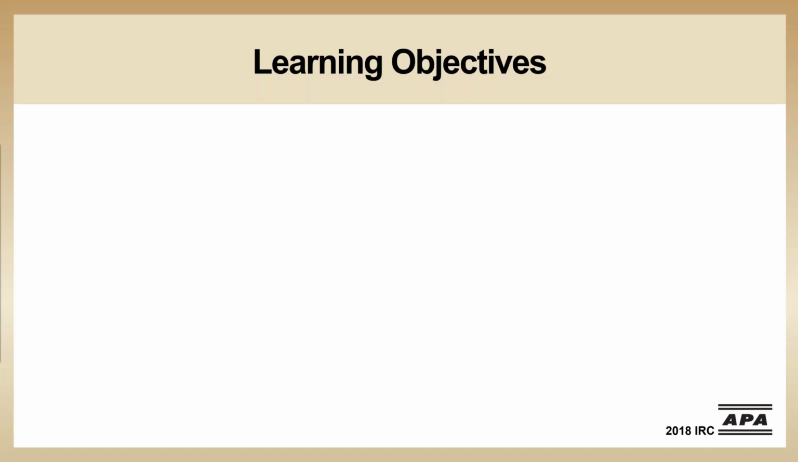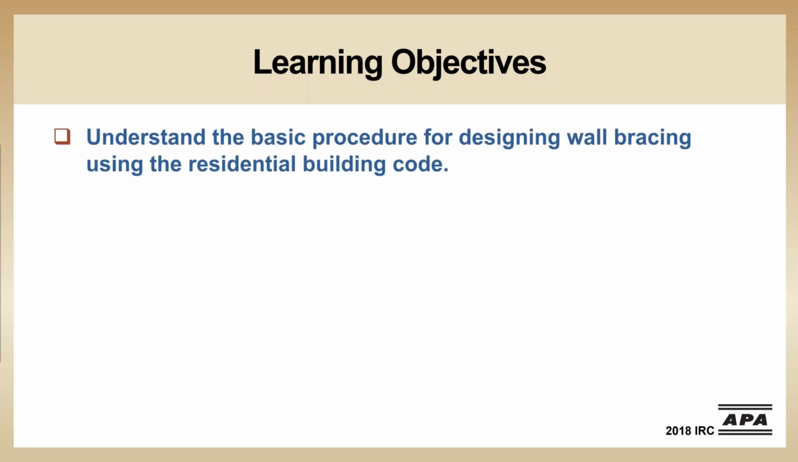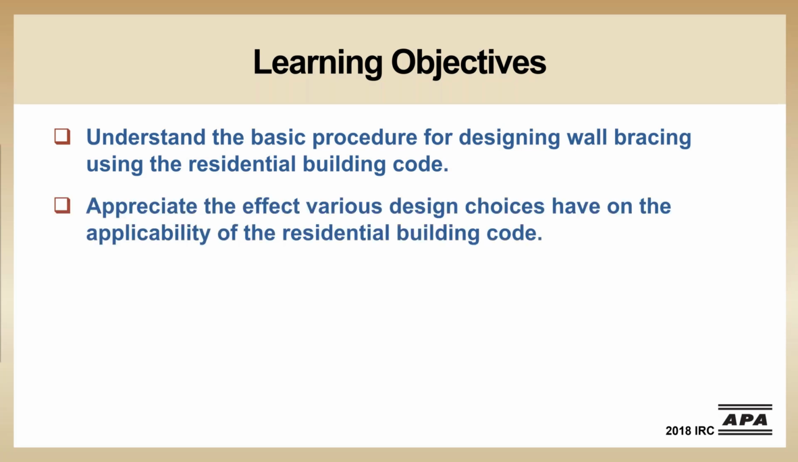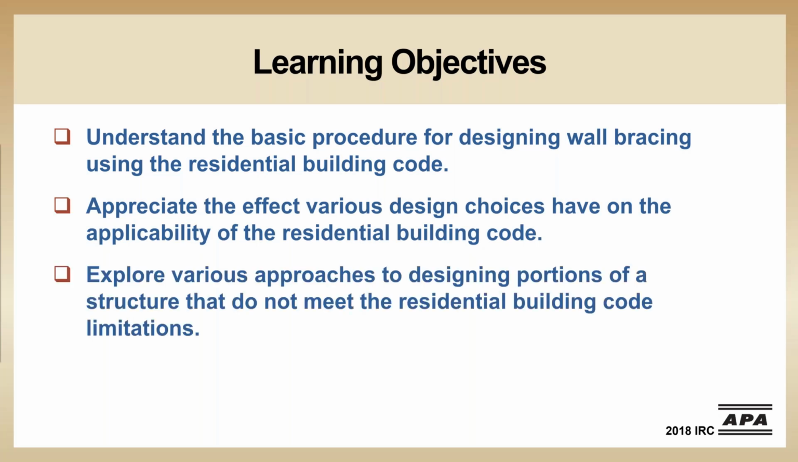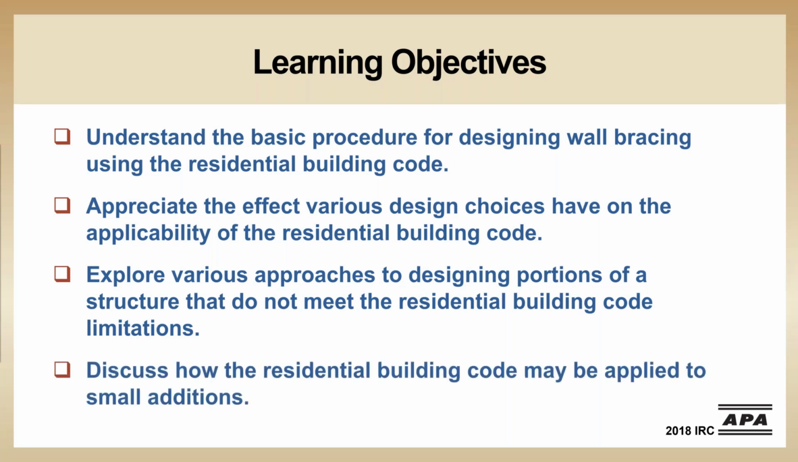Let's look back and summarize today's learning objectives. We wanted to run through some actual plans to show you the basic procedures for prescriptive design. During the examples, we saw that various design choices could influence the use of residential building code. We looked at hybrid approaches to designing wall bracing where maybe a few portions of the building needed engineering, but the majority could be designed prescriptively. And lastly, we discussed some possible ideas on how one might go about using prescriptive wall bracing on additions.